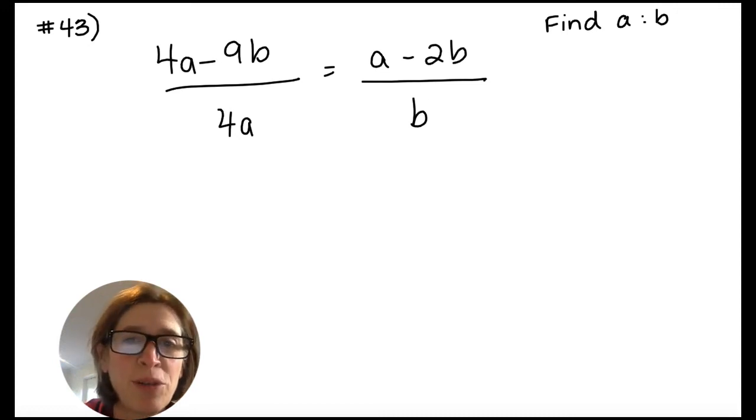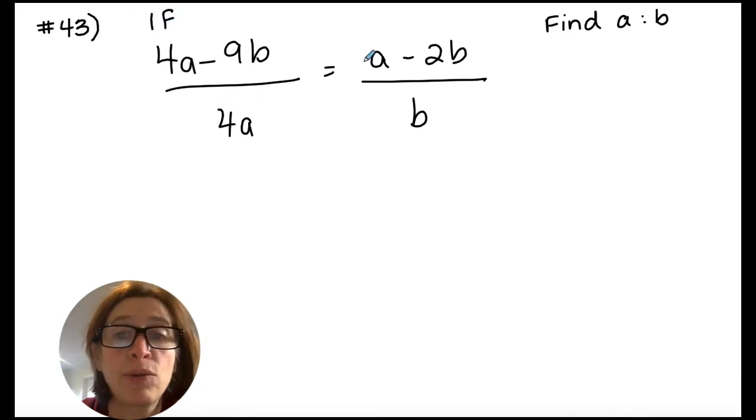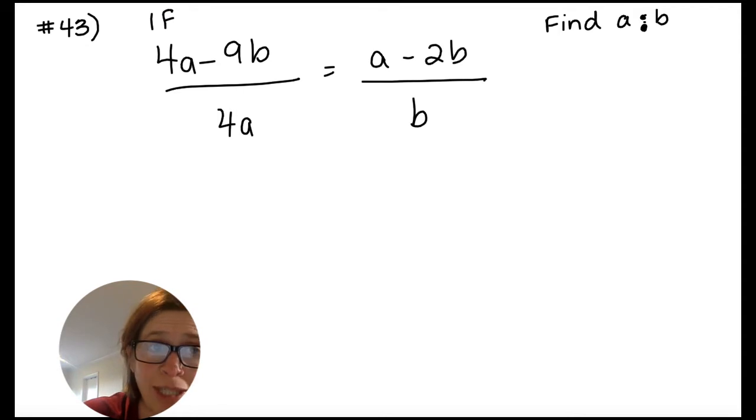Hi everyone, so I'm going over question number 43 from section 7.2, the purple homework. It's an interesting question and it's a harder level. It says if (4a minus 9b) over 4a equals a minus 2b, it wants us to find the ratio of a to b. Okay, so I'd like to review something that came up in the notes that we talked about.